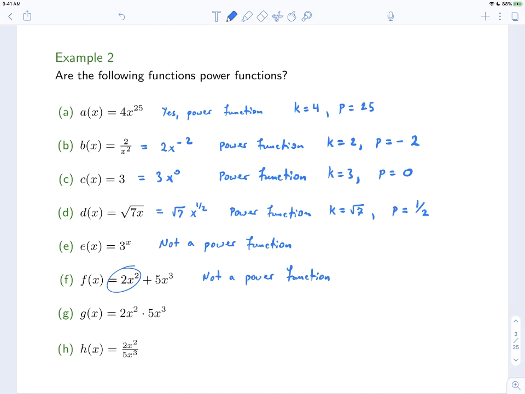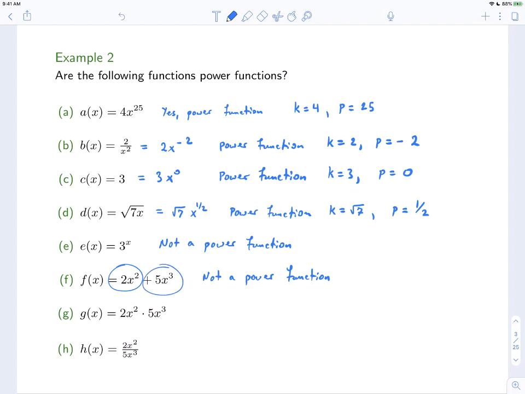2x squared, that's a power function. 5x cubed, that's also a power function. But if you add them together, that's not a power function anymore. That's what we call a polynomial function, but it's not a power function. What about g? g at x equals 2x squared times 5x cubed. Notice that these are the same two power functions.